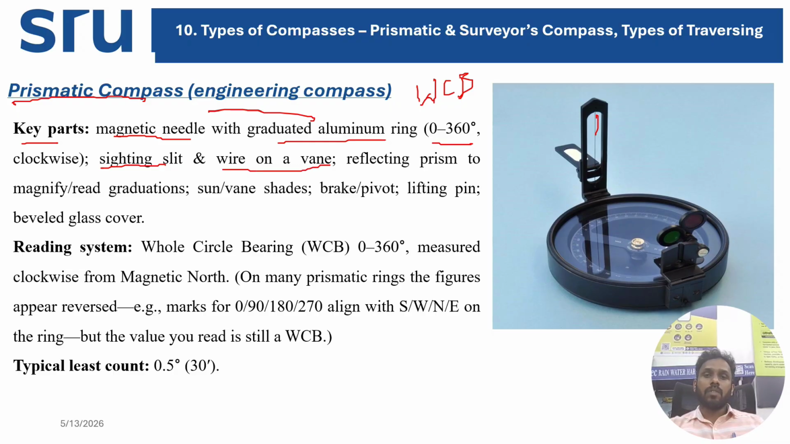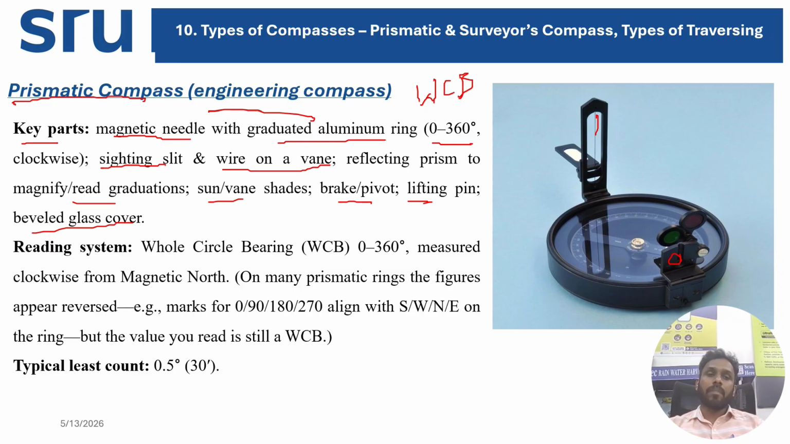So this is your direction where you are going to focus your prismatic compass. This is your sighting prism, a reflecting prism to magnify the reading graduations. There is a prism inside this which magnifies your reading graduations. Sun vane shades, braking pivot, lifting pin, and beveled glass cover are there. The braking pivot is to lock your magnetic needle, to stop its suspension just to mark your reading. Then the lifting pin is used to suspend your magnetic needle on the pivot. And the beveled glass cover is a compass cover which will protect the glass from breaking.